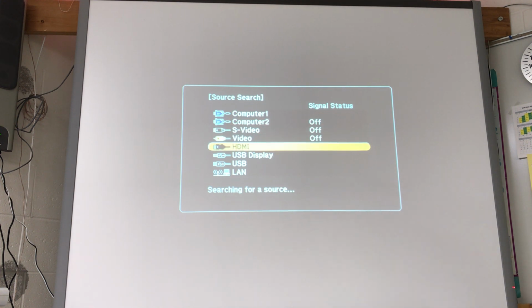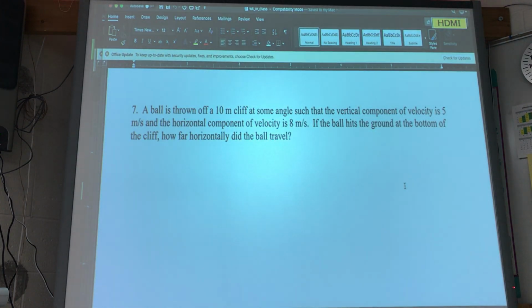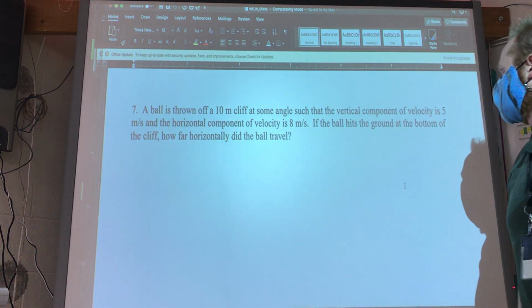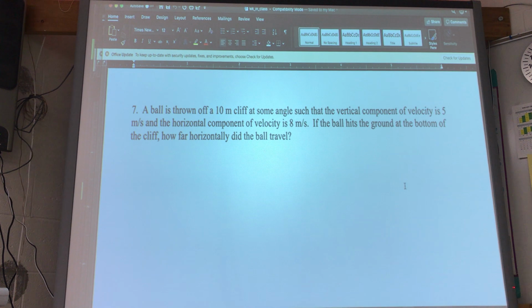Let's take a look at problem number 7. Problem number 7 on the screen should be the same. I apologize, my word wrap put the 5 meters per second on separate lines. A ball is thrown off of a 10-meter cliff at some angle such that the vertical component of velocity is 5 meters per second, and the horizontal component of velocity is 8 meters per second. If the ball hits the ground at the bottom of the cliff, how far horizontally did the ball fall?